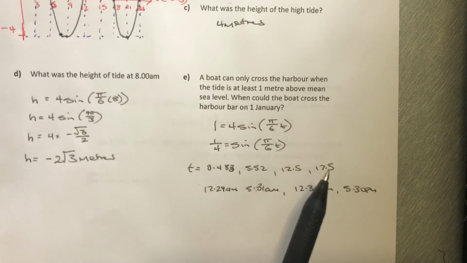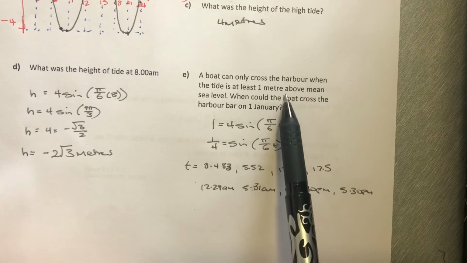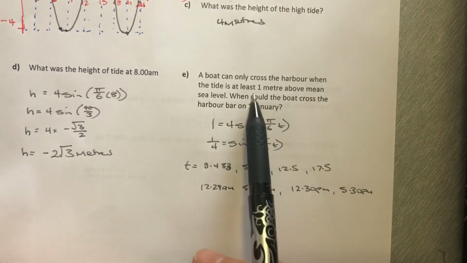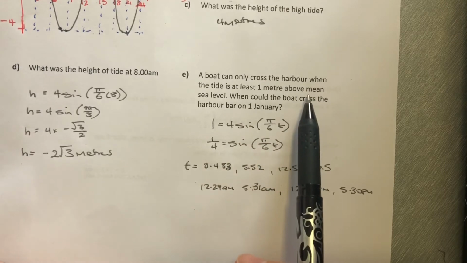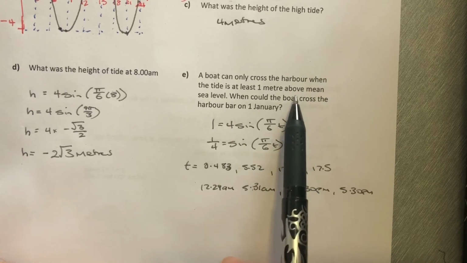All right, now E is the hardest one of the lot. Again, it's really similar to the last question in our previous example. We want to work out when the tide is at least 1 meter above sea level, because that's when a certain boat can get in. It must need that depth. If it's less than 1 meter, it might scrape on the ground or something like that.